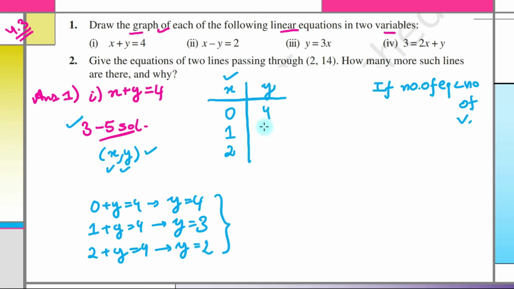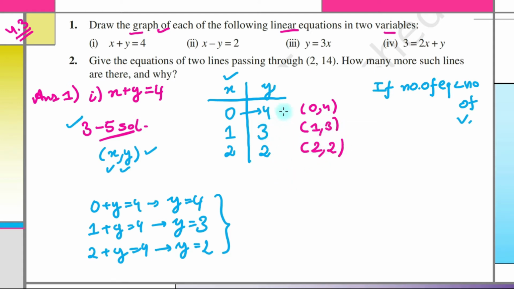Similarly, if x is 0, y is 4. If x is 1, y is 3, and if x is 2, then y is 2. Now I'm going to write these in comma form. So we got 0 comma 4, 1 comma 3, and 2 comma 2, like that.